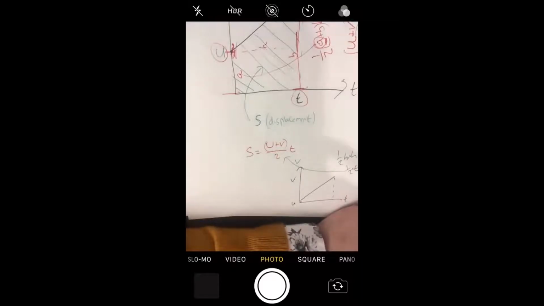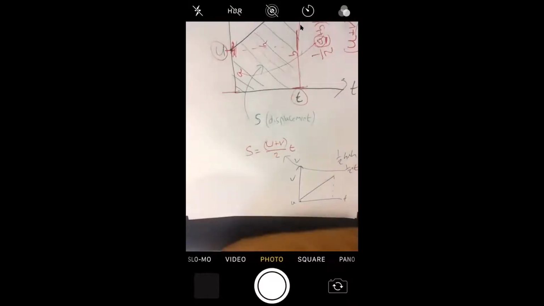So if we've now got 2 formulas, what are the rest of them?